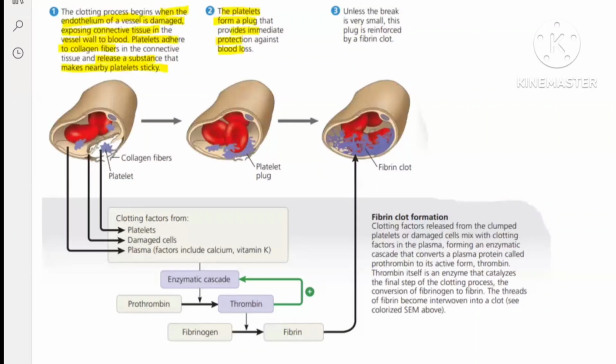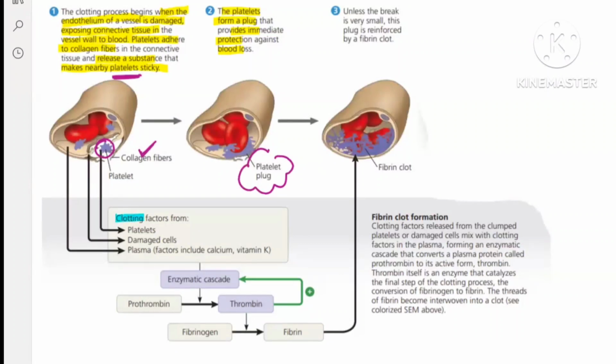So you can see in this diagram, when the damage is done to the endothelium, these platelets are coming in contact with the collagen fiber. And then what happens? First of all, the platelets will become sticky to form a platelet plug. And in the meantime, clotting factors will be released.